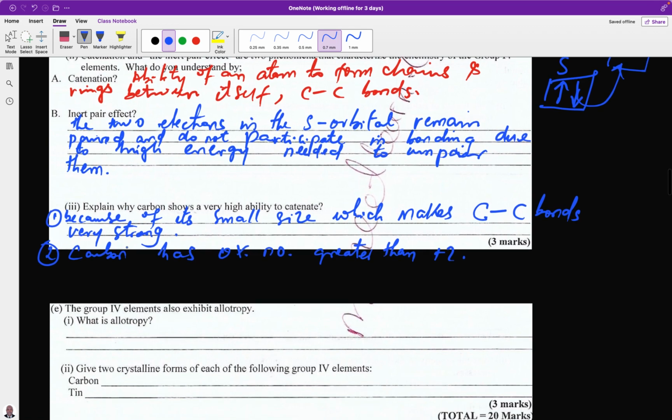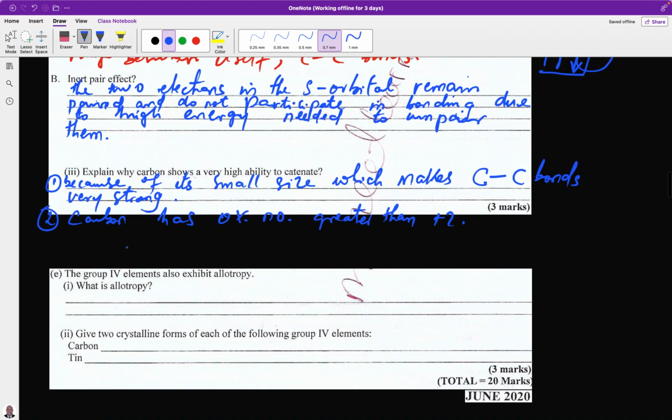It takes us to the E part of it. The E part of it says that group 4 elements also exhibit allotropy. What is allotropy? Or what is an allotrope?